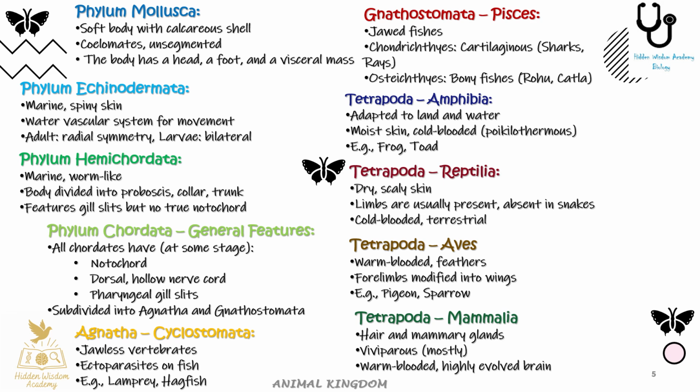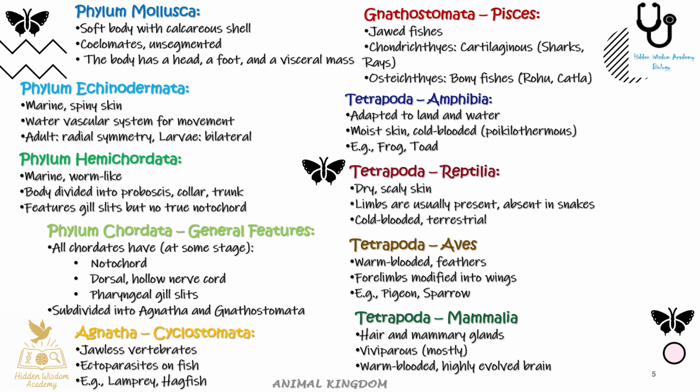Phylum Echinodermata includes marine animals with a spiny body surface and a unique water vascular system that aids in movement, feeding, and respiration. Adults exhibit radial symmetry, while larvae are bilaterally symmetrical. Starfish and sea urchins are classic representatives.